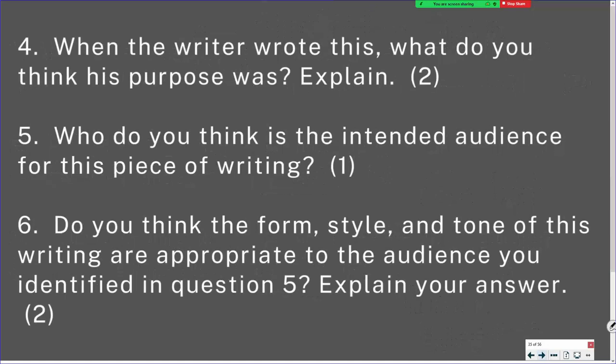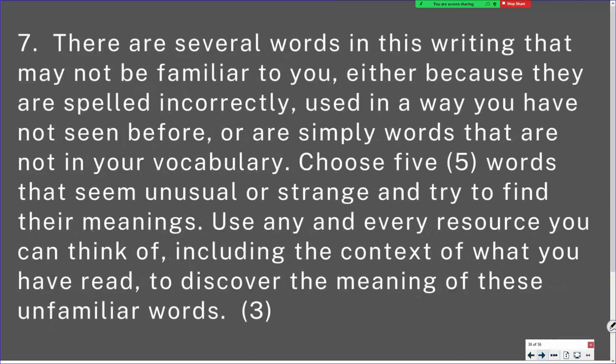Okay, purpose. Why was that statement written? So what's the purpose of that statement? Well, who is the audience for that piece of writing? And do you think the form, style, and tone of the writing are appropriate to the audience you identified in question 5? Explain your answer. So I'm hoping what I just said the last 10 minutes or so will speak to this assignment and let you know how to answer that, okay?